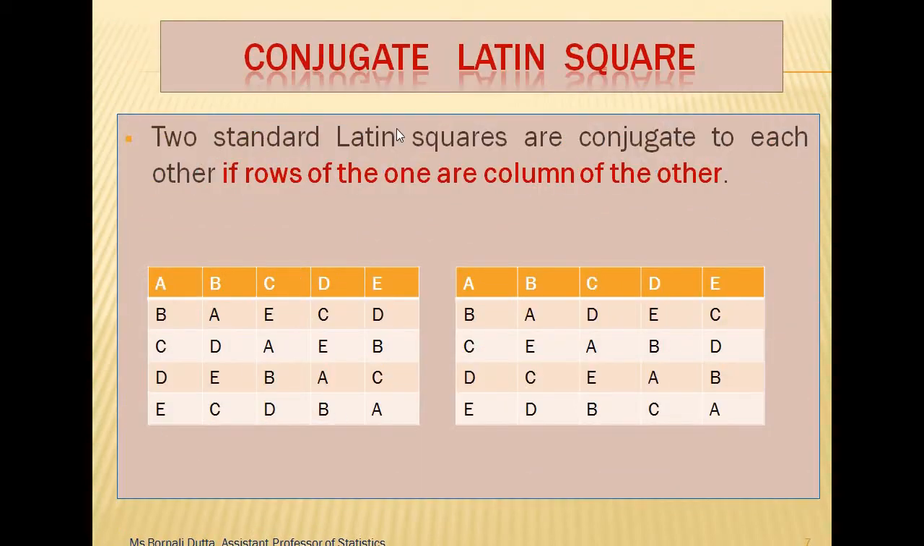Next is the conjugate Latin square design. Two standard Latin squares are conjugate to each other if rows of the one are columns of the other. So, look at the following two Latin square designs. First, they should be standard, that means the first row and first column are in a standard way. And see, the rows of the first square are columns of the second square, and so on. So the two Latin squares are conjugate to each other.